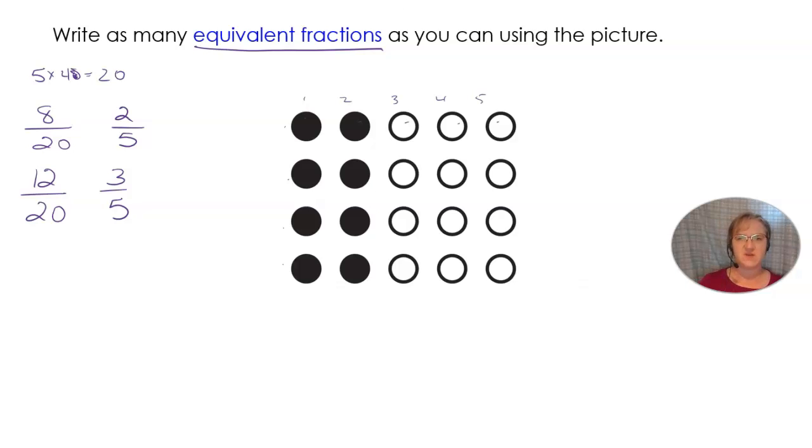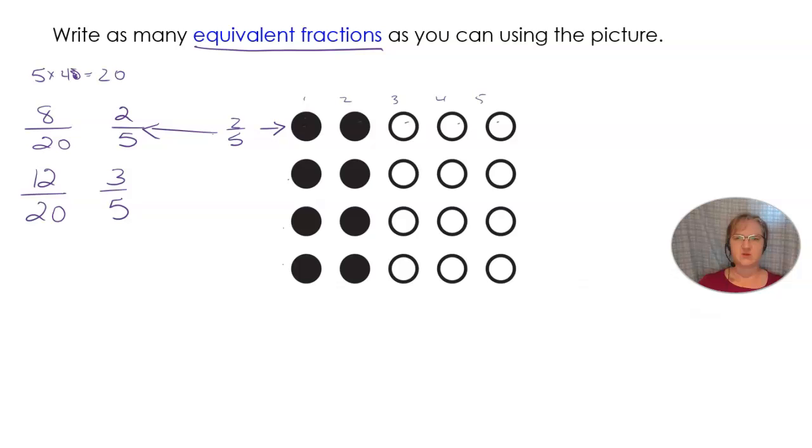That should be all of them, because if we look at the rows, we can't really count how many rows there are because part of each row is shaded. We could say 2 things out of 5 in each row are shaded, but that gives us the same fraction as we have over here. So these fractions look like the only ones that we could write from the picture.